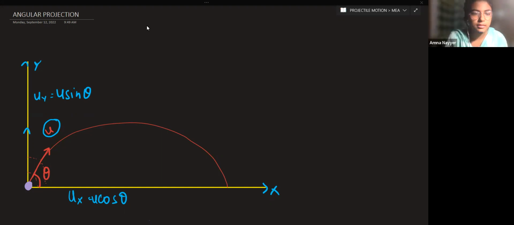Yes, class. So we had completed angular projection in the last class. Let's just quickly revise all the formulas and one question we will do, to wrap up angular projection. Then we'll move on to horizontal projection, and horizontal projection is much easier than angular projection. The formulas are also shorter.